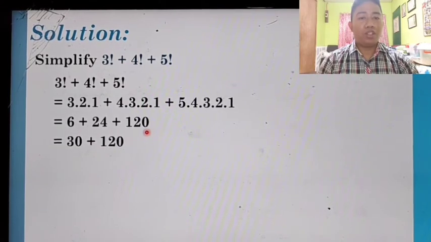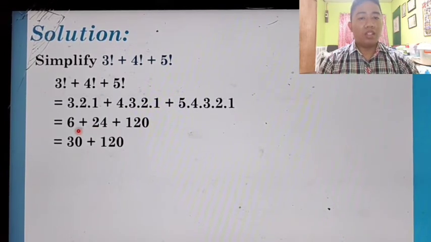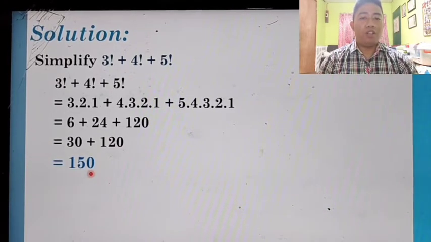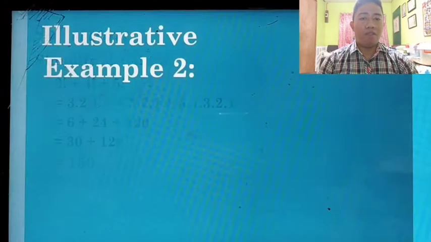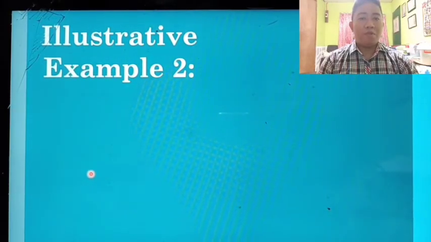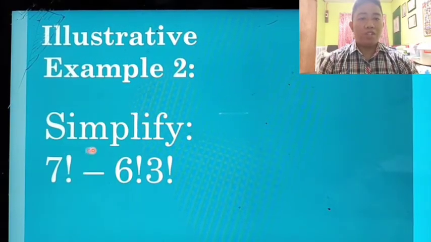The next step is to combine similar terms, which are all constants. So 6 plus 24 is 30, plus 120 is 150, and that is the final answer. So let's move on to the second illustrative example. Illustrative example number 2: simplify 7 factorial minus 6 factorial times 3 factorial.